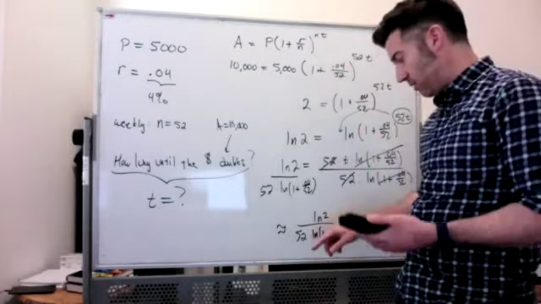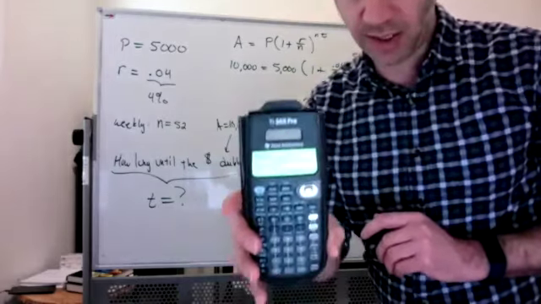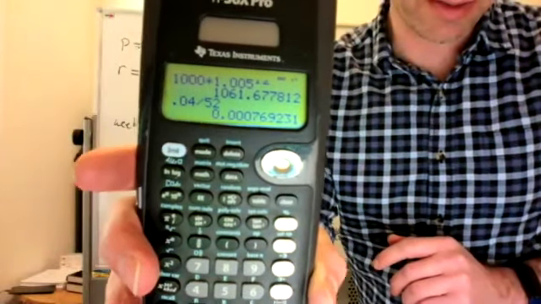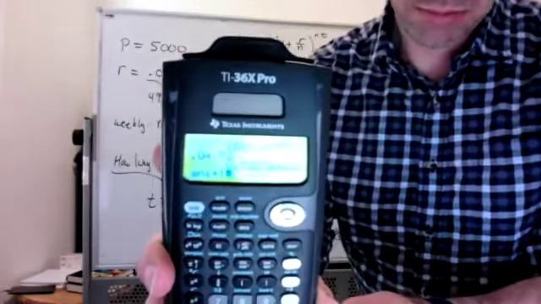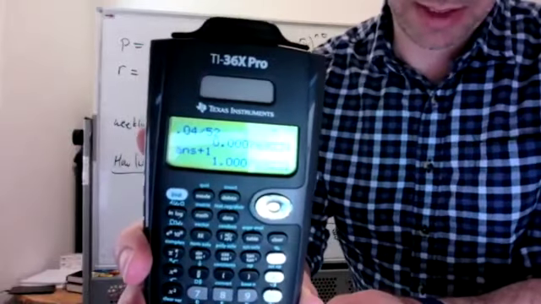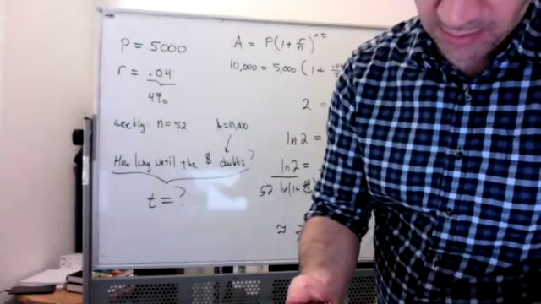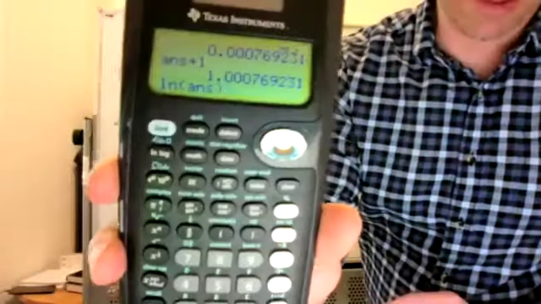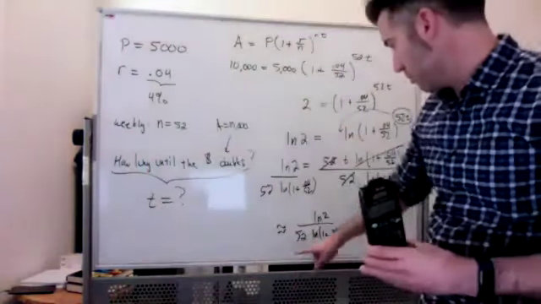I'm going to deal with this part first. So I'm going to find 1 plus, so I did 0.04 divided by 52. So you guys can see that. Yeah, you can see that. And I got that terrible number 0.000769231, right? Then I'm going to add 1. I get 1.0769231. So that's what's inside the natural log. And I'm going to take the natural log of that. So I do that, natural log of my answer, and I get 0.0007689. And then I'm going to multiply that by 52.